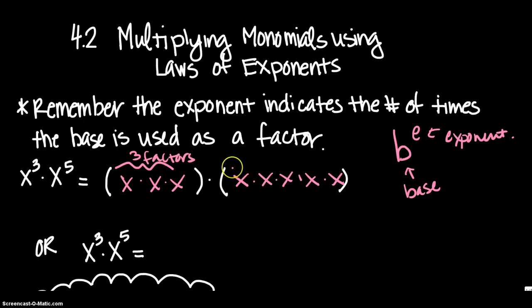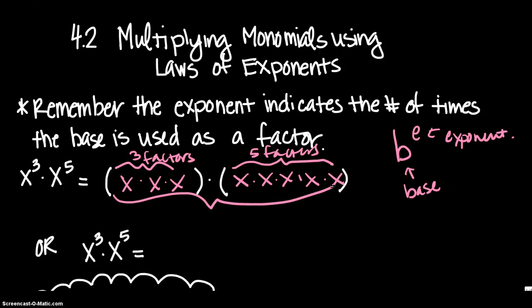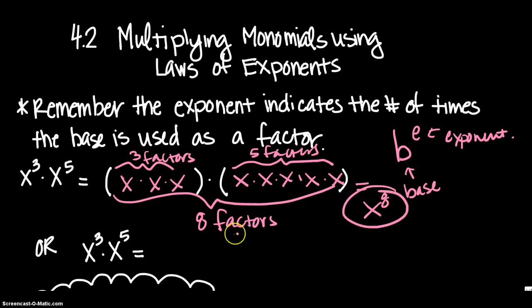Okay, and we have x to the third. And when you have x to the fifth, then you have 5 factors, giving us a total of 3 and 5, so 8 factors. Okay, so the answer to this means I have 1, 2, 3, 4, 5, 6, 7, 8 x's. So my answer should be x to the 8th power.